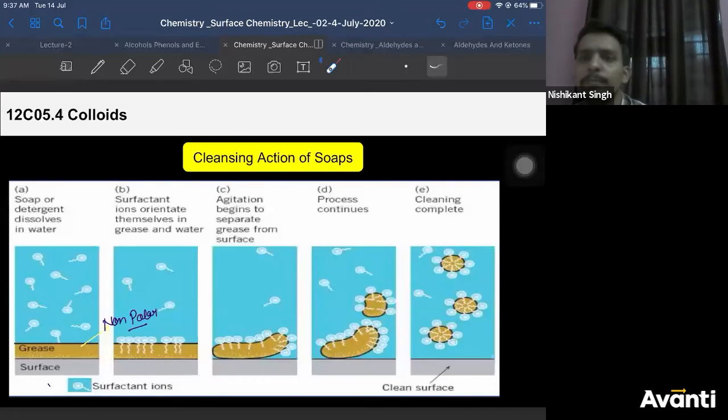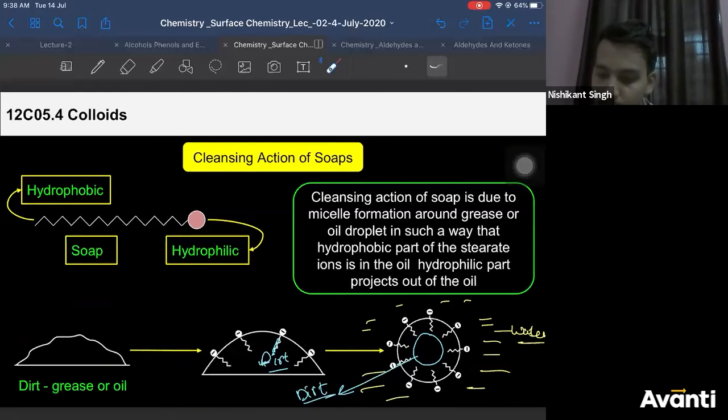Both are useful. Sakshi, if the head was not there, soap will not go into water. If the head was not there, how will soap go into water? You cannot dissolve your soap in water. Correct? So this is the previous slide. Because this is the head, the hydrophilic part, which makes your soap enter the water. I hope, Sakshi, that is clear.